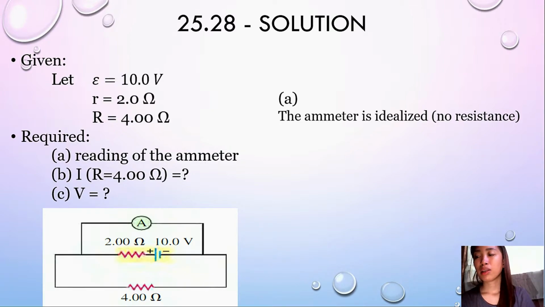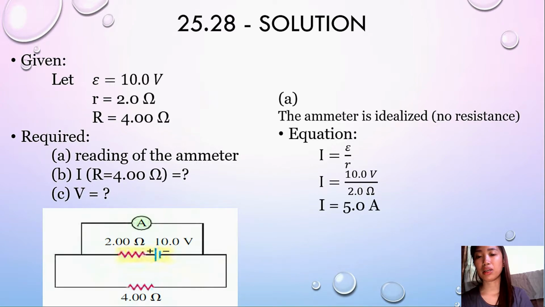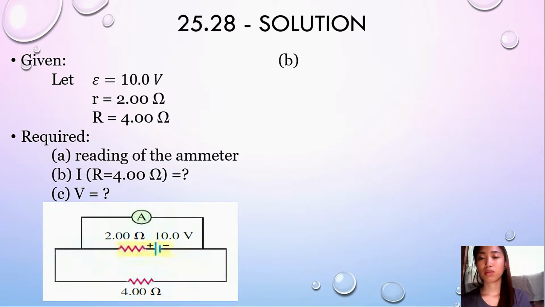From the figure, the connection of the ammeter makes a short circuit between the two terminals of the battery. And in this case, the current through the battery is due to the EMF, where this current equals EMF divided by the internal resistance of the battery. Now we can plug our values for E and r into this equation to get the current that the ammeter reads. We get 5.0 amperes.